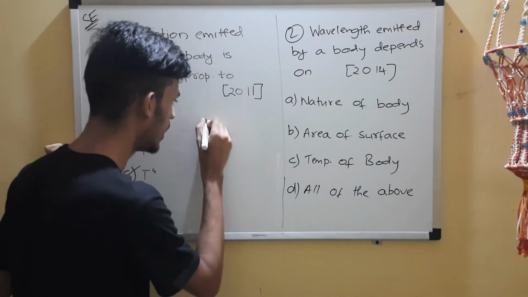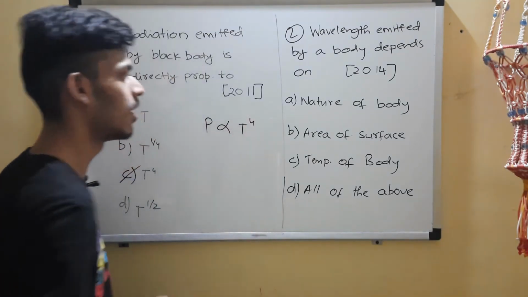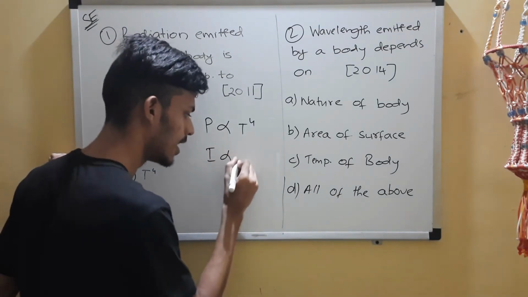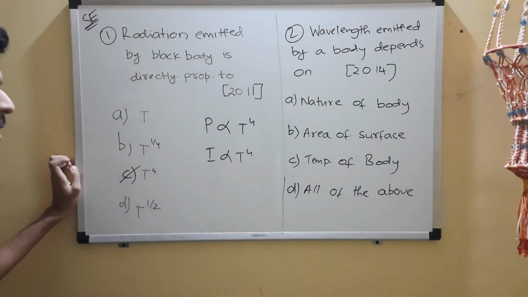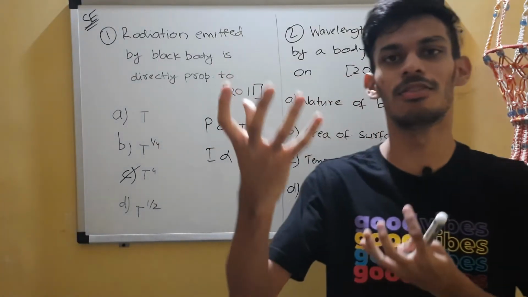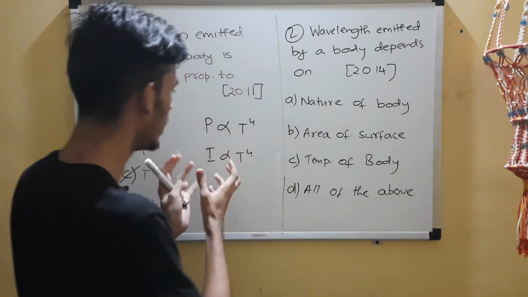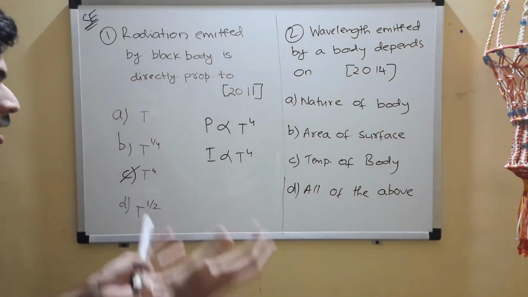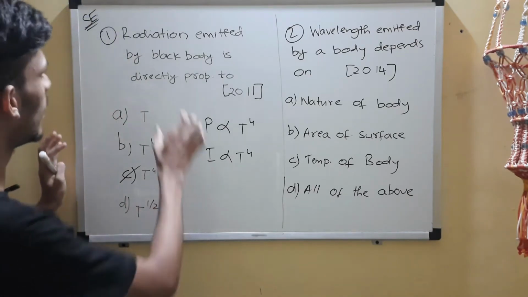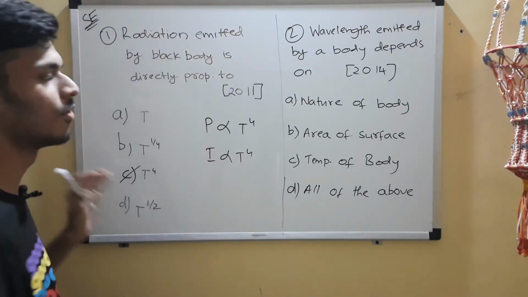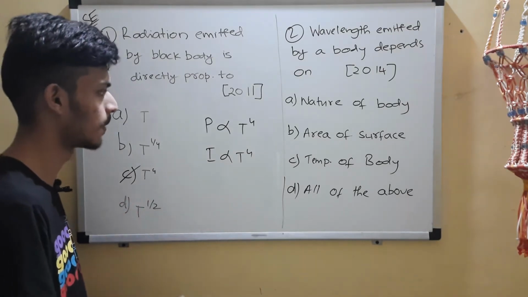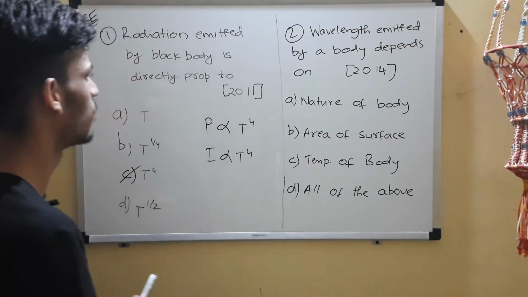Power radiated is directly proportional to the fourth power of temperature. For a given area, you can write that intensity is directly proportional to the fourth power of temperature. This intensity represents, in a certain way, the number of radiations. The more the number of radiations, the more is the intensity. So radiation emitted is directly proportional to the fourth power of temperature. A very easy question from 2011.